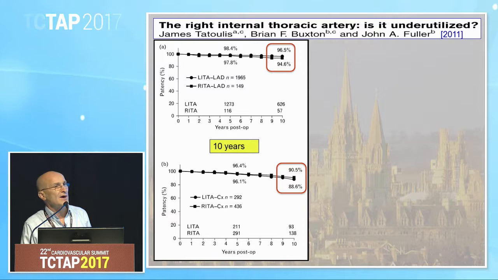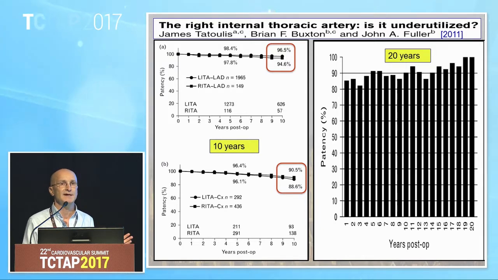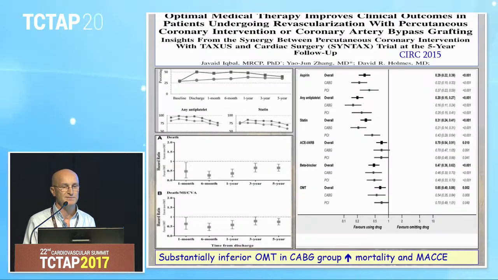The other thing to be aware of is the patency of the internal mammary artery. We know that the patency of both ITA grafts out to 10 years of follow-up is over 90%, and that patency stays at 90% out to 20 years of follow-up. So for CABG, we're really looking at the long-term benefits of this procedure.